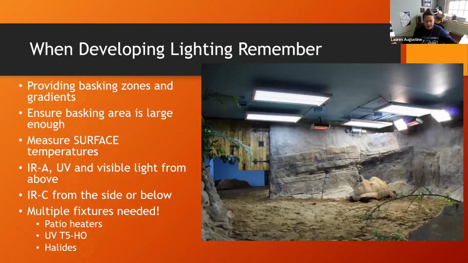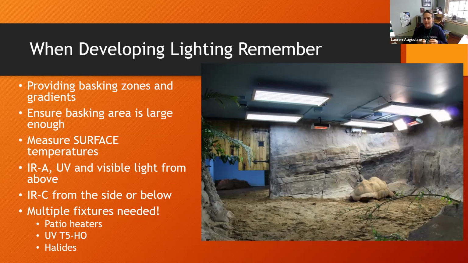So here's just some baseline reminders about when we're developing a heating scheme. Basically we want the basking zones to be gradients. So we don't want a basking spot anymore. We want a large area. So look at this tortoise habitat. This habitat has 1, 2, 3 different types of lights and heat operations going on here. They have the patio heaters, they have the LED lights, and they have the UV lights in those big panels on the roof. And basically they've created a large area that has a gradient of temperatures as well as UV.